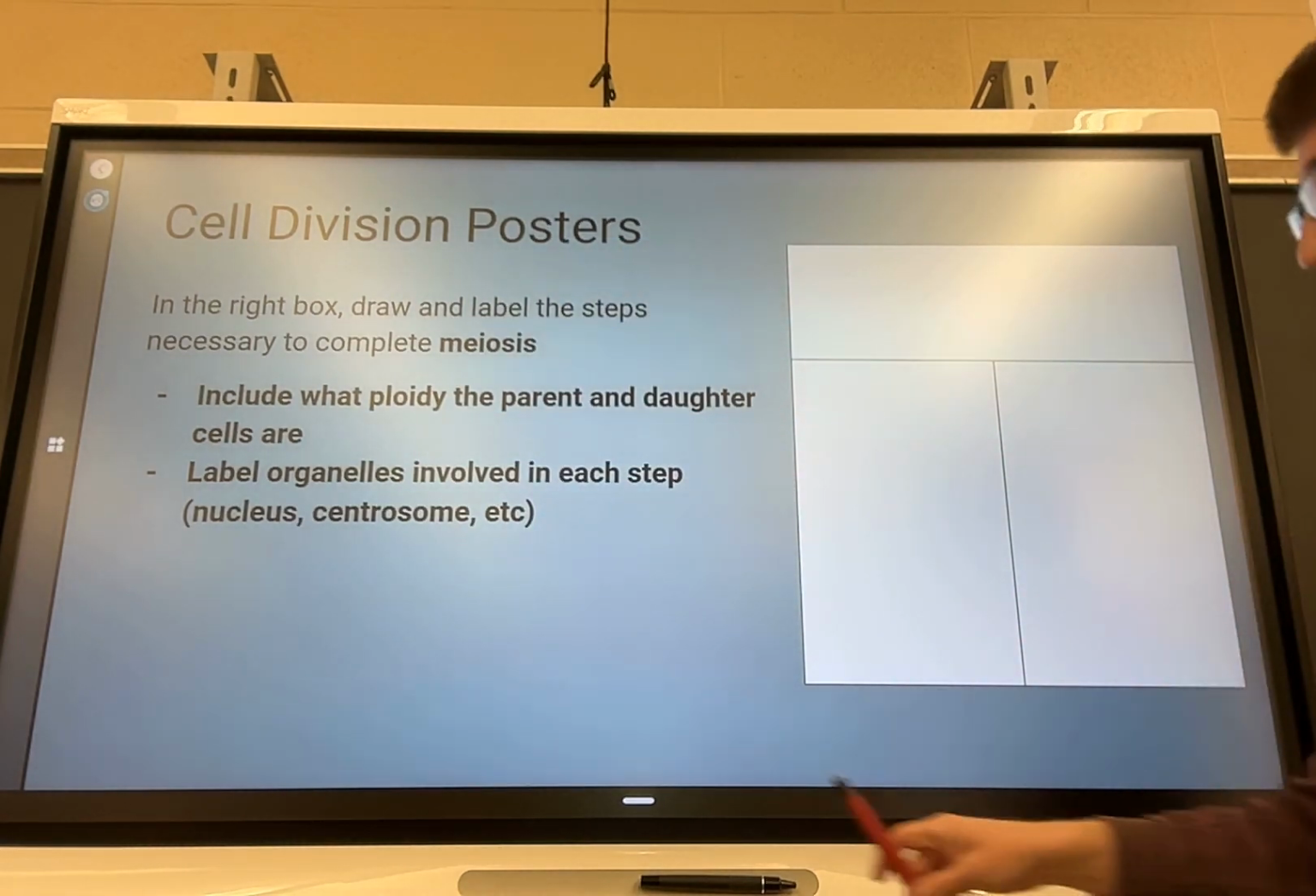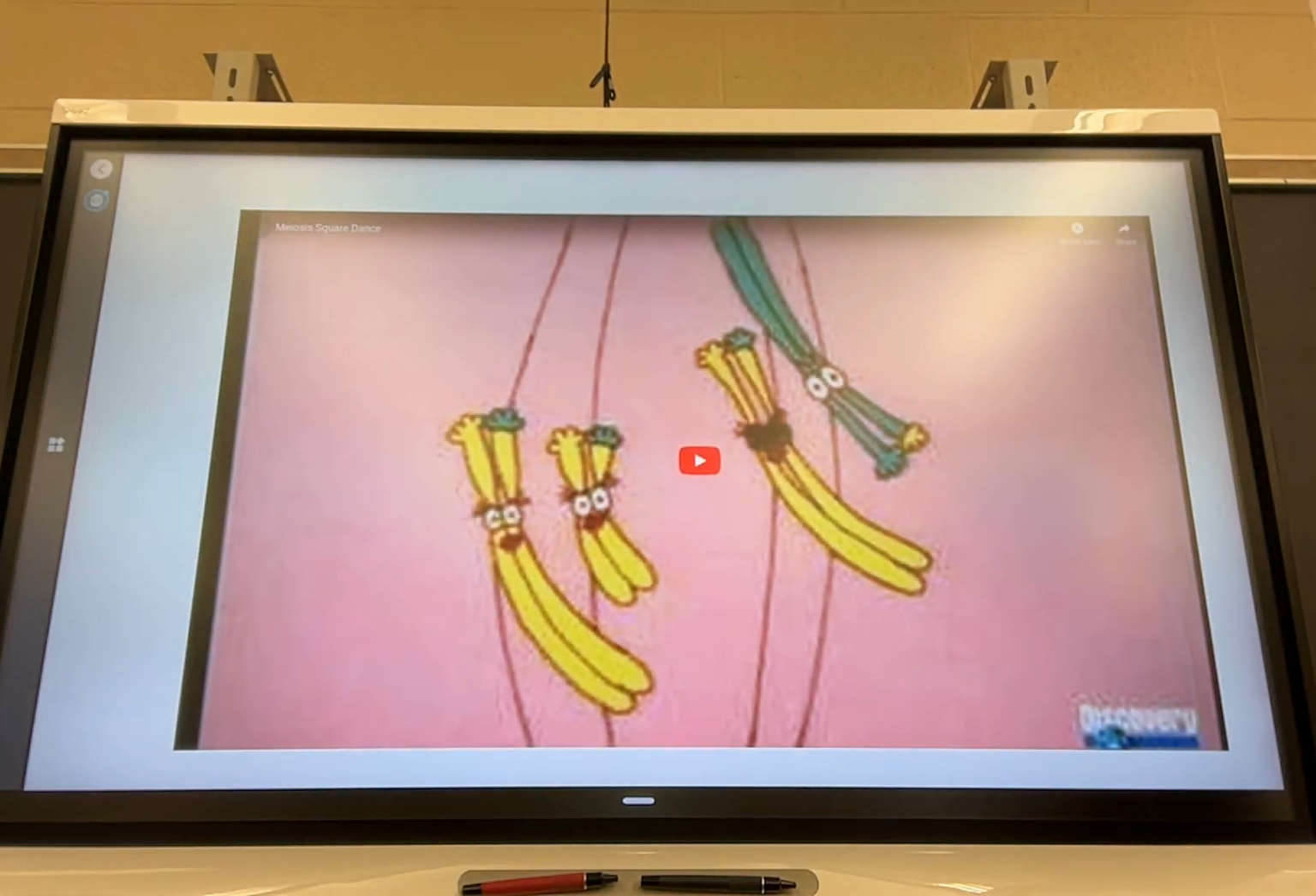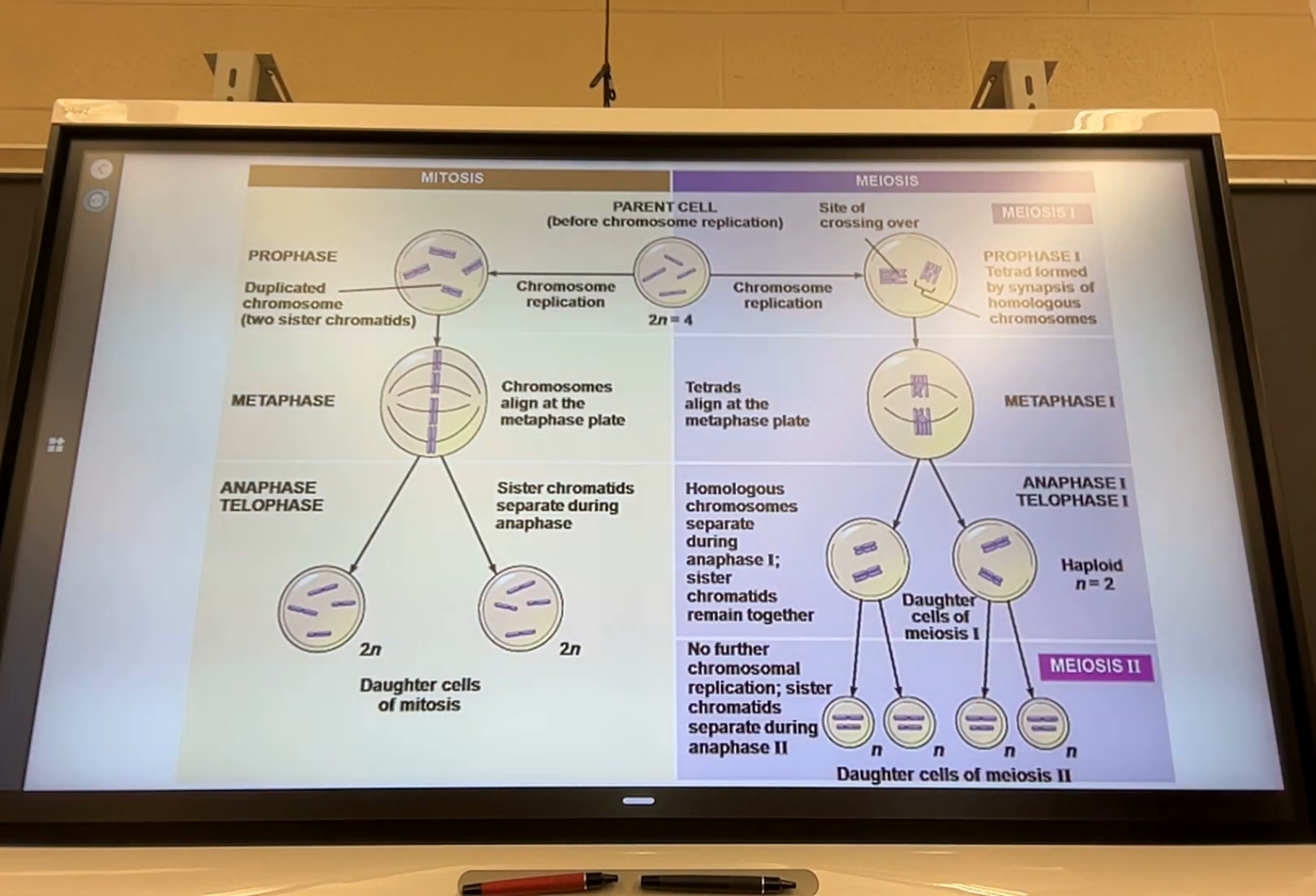So from this, you should be able to go through your poster, try to draw and label the steps of meiosis so that we are able to better compare it to mitosis. If you want more practice, there is also a meiosis square dance. Overall, the process of meiosis is very similar to square dancing if you look at how the cells divide. So this is just a fun way to remember the stages of meiosis.